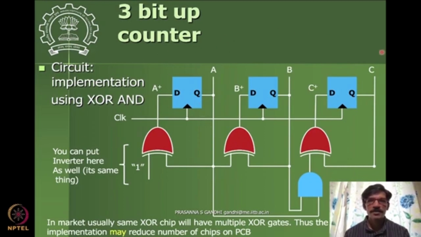If I do that, then this circuit comes up. This becomes my circuit for a 3-bit up counter, which will count exactly the way I want binary numbers to get counted: 000, 001, 010, like that it will come up. So this is how these circuits are to be developed.